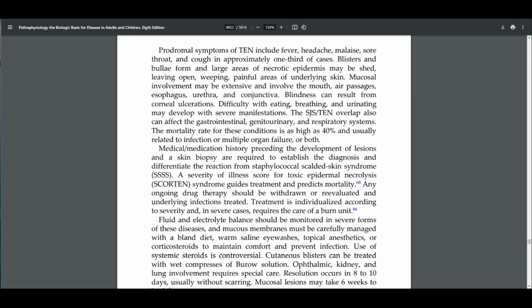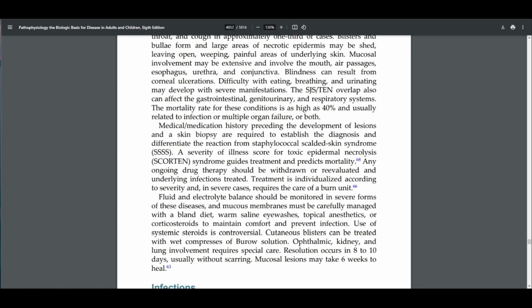Blindness can result from corneal ulcerations. Difficulty with eating, breathing, and urinating may develop with severe manifestations. The SJS-TEN overlap also can affect the gastrointestinal, genitourinary, and respiratory systems. The mortality rate for these conditions is as high as 40% and usually related to infection or multiple organ failure, or both.